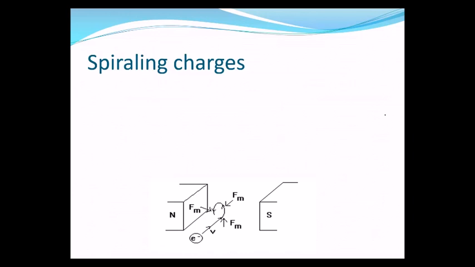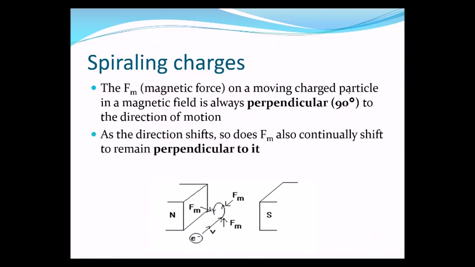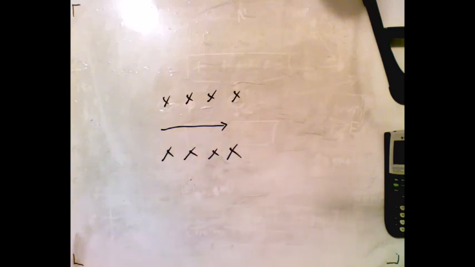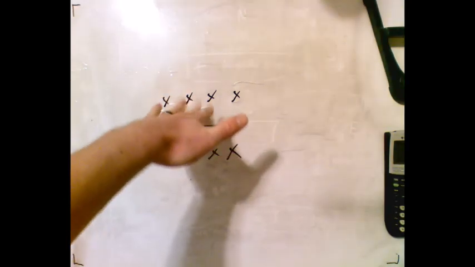So something that we're going to add on to this is spiraling charges. The magnetic force on a moving charged particle in a magnetic field is always perpendicular to the direction of motion. So as the direction shifts, so does the Fm. It continually shifts to remain perpendicular to it. So what I mean by that is if I have an electron that's going that way, and say my magnetic field is into the page, what's going to happen is my thumb is going to go this way, my fingers go that way, and it's going to push it down.